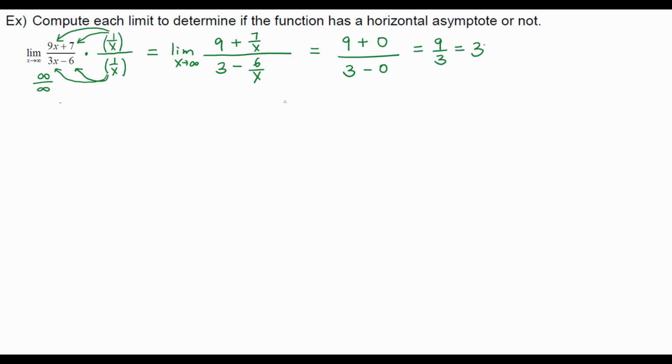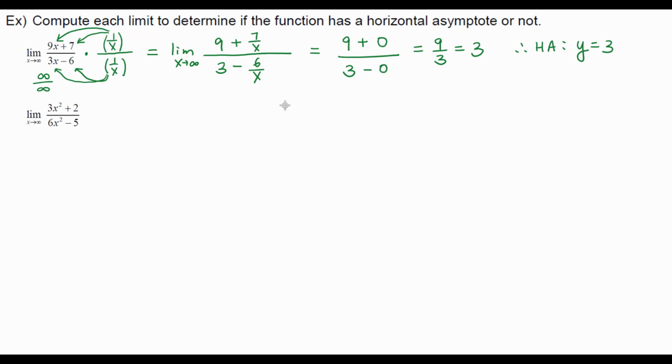And since the limit of this function as x approaches infinity is 3, which is a real number, you know this function has a horizontal asymptote, which is y equals 3.